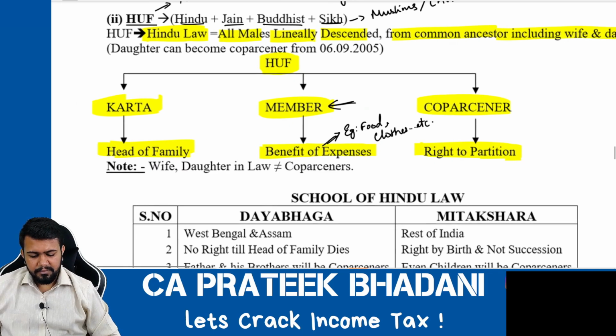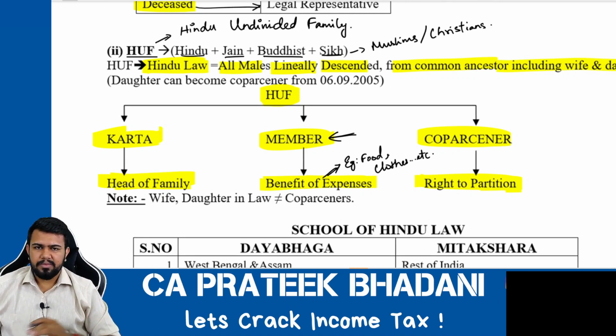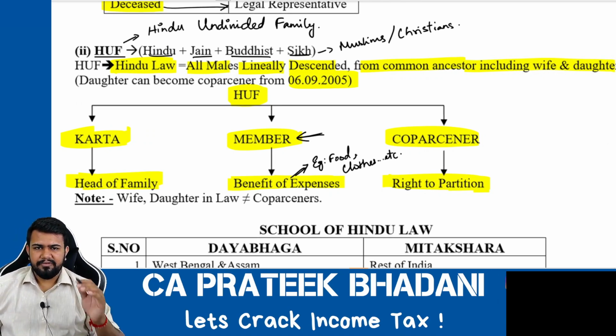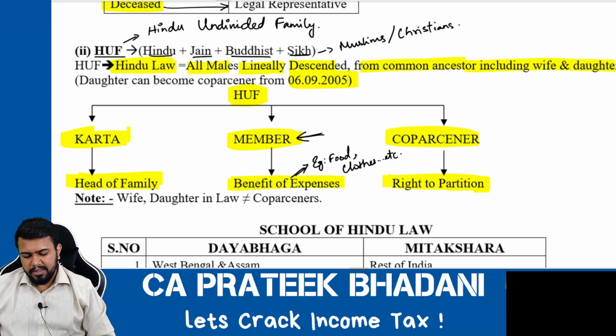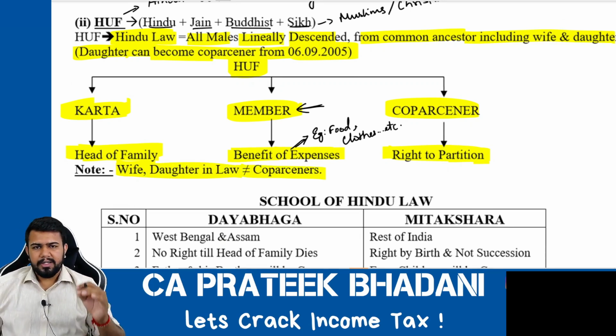Earlier, daughters could not be co-partners in a Hindu undivided family, only the son could be a co-partner. However, from 6th of September 2005, daughters can also be co-partners in the Hindu undivided family. However, wife and daughter-in-law cannot be co-partners. Daughter can be a co-partner, but wife and daughter-in-law will not be co-partners.